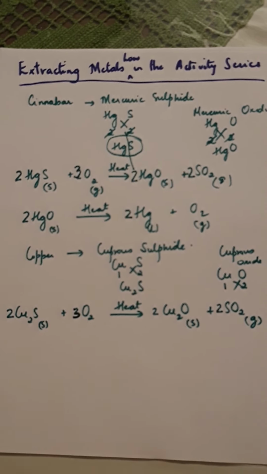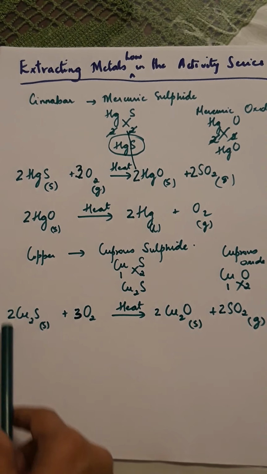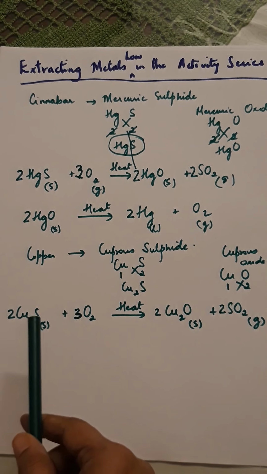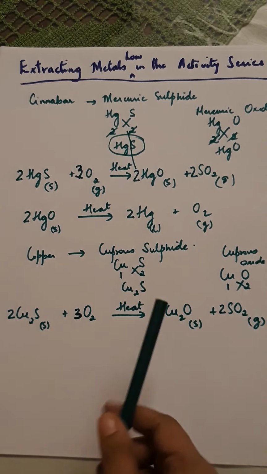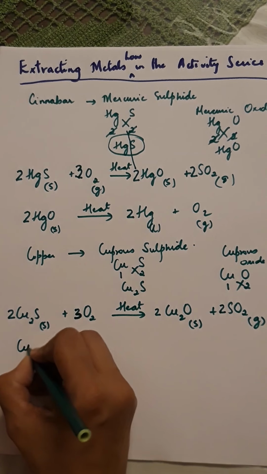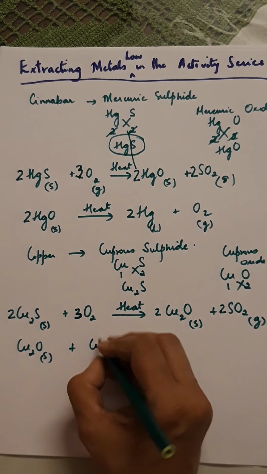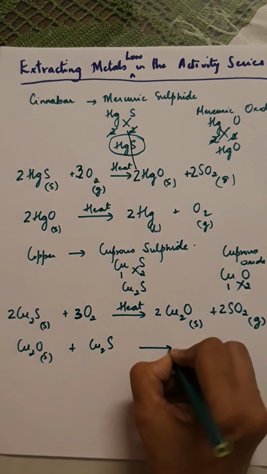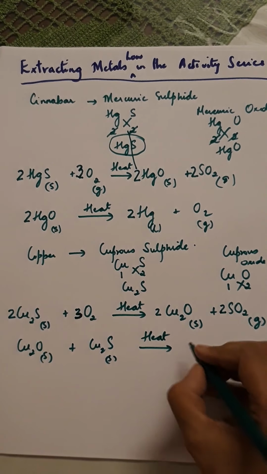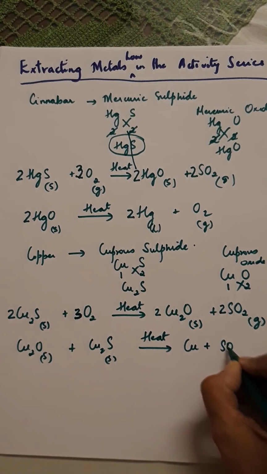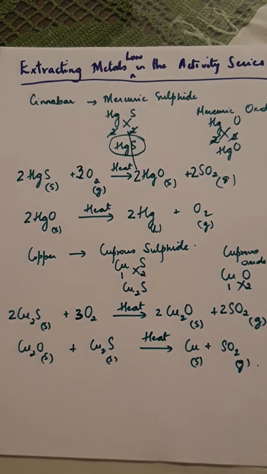Did you follow? So remember that this sulphide ore is just heated in air and it is converted to oxide. Now this ore is taken and it is heated back again with some more ore, and on heating you get copper and sulfur dioxide. This is a solid while this is a gas.